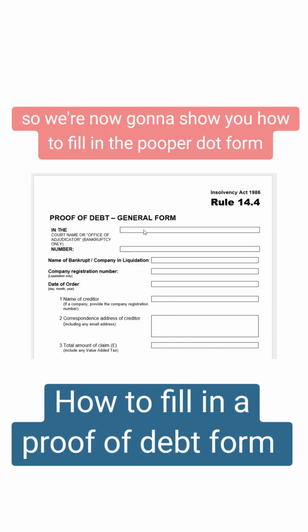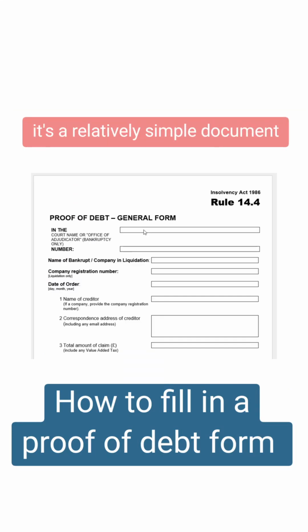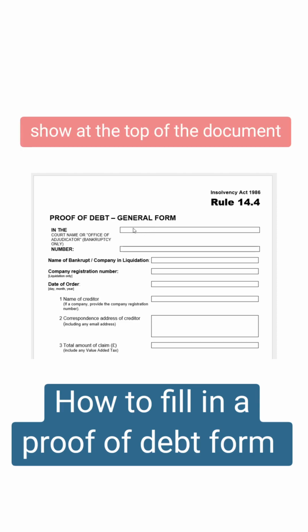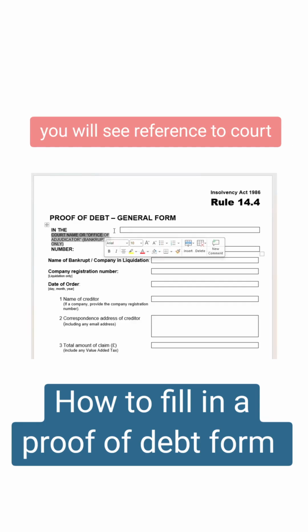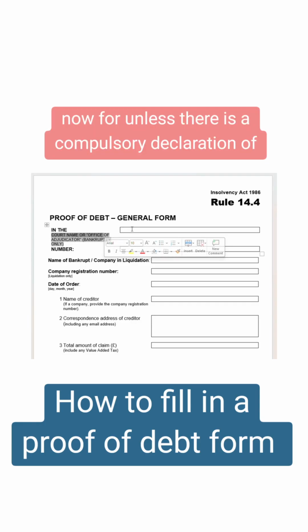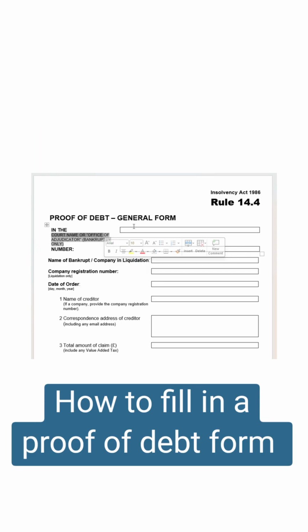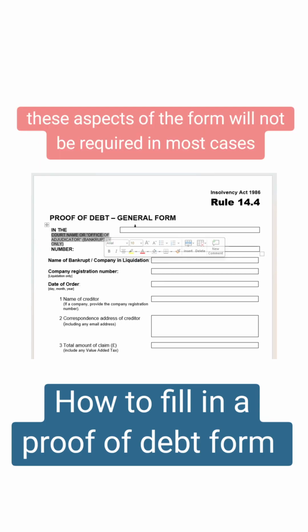So we're now going to show you how to fill in a proof of debt form. It's a relatively simple document, but a lot of people get it wrong. At the top of the document you will see reference to court. Now, unless there is a compulsory liquidation or a bankruptcy order or something of that nature, this aspect of the form will not be required in most cases.